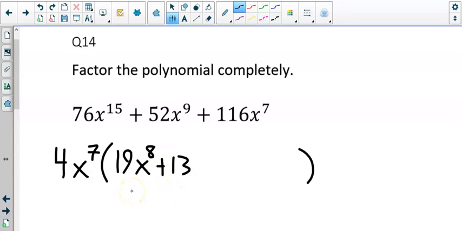There were 9 x's, I pulled out 7. 2 left. What is 116 divided by 4? How much? 29. There were 7 x's, I pulled 7 out. Nothing left. There we go. That's completely factored now. Okay?